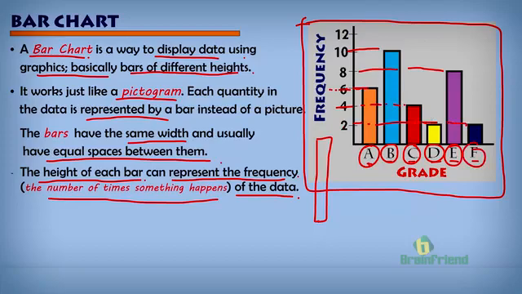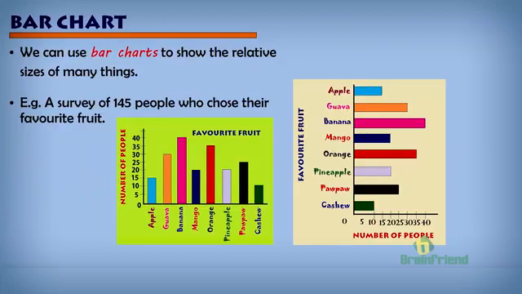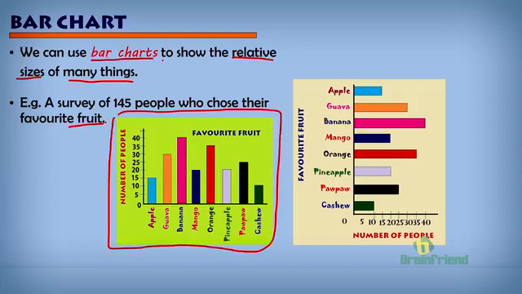So this is how the bar chart works. Let's take a closer look at another example for better understanding, okay? Now we can use bar charts to show the relative sizes of many things. For instance, a survey of 145 people who chose their favorite fruits was given in this bar chart, all right? So quickly, on the left part of our bar chart, we have the frequency, while the other part contains our bars with different heights pointing to the frequency.